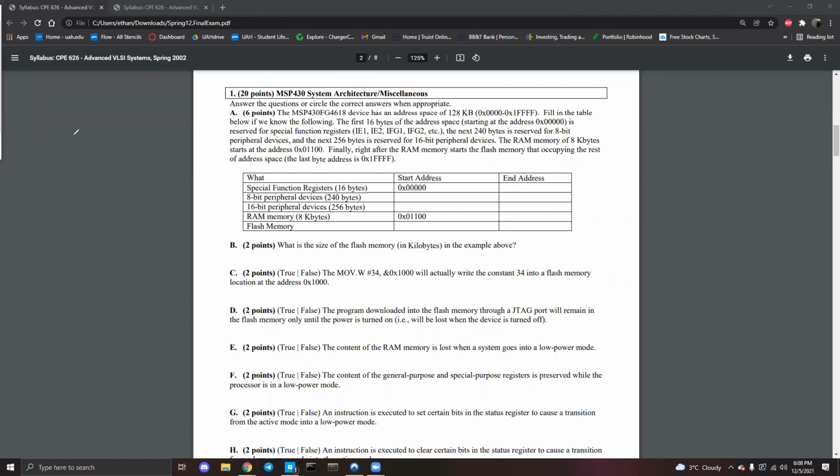So if we do the upper address of flash, which is going to be these Fs, minus the lower address of flash, which is 0x0, 3, 1, 0, 0. There we go.